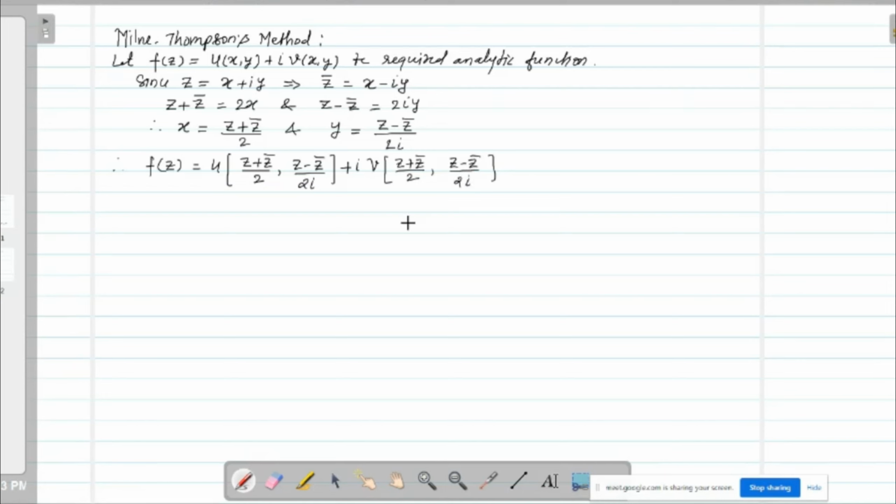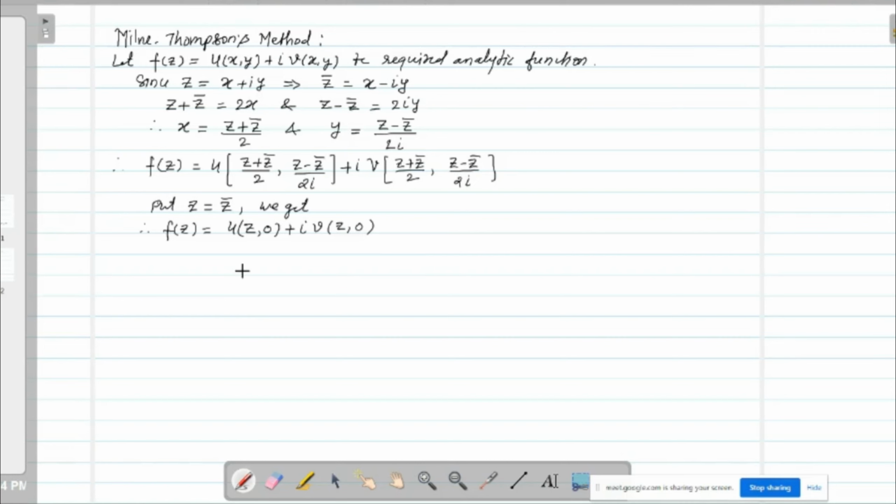Now if I put z bar equal to z in this expression of the function f(z), then we get f(z) equal to u of: z plus z is 2z, divided by 2, that is z, and z minus z, which is 0, plus i v of: similarly 2z divided by 2, that is only z, and here you get 0.